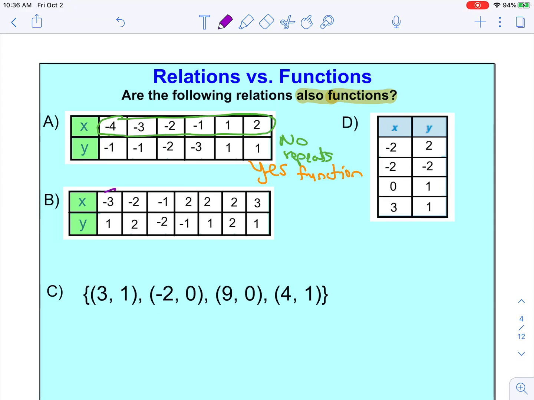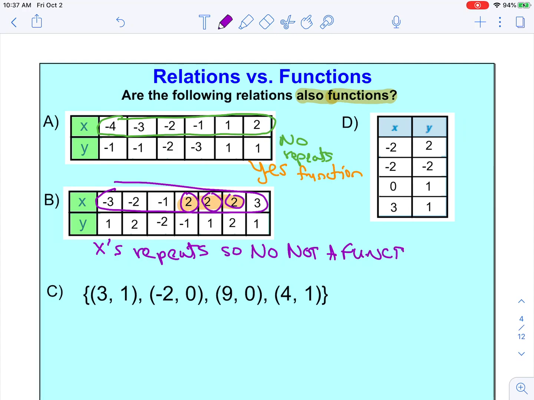So for question B, again, if you look at the x's, notice you have three 2's. So you have x's repeated. So x's repeat, so no, not a function. That's what we're looking at. That one is not a function. The first one was, this one was. So what about letter C?